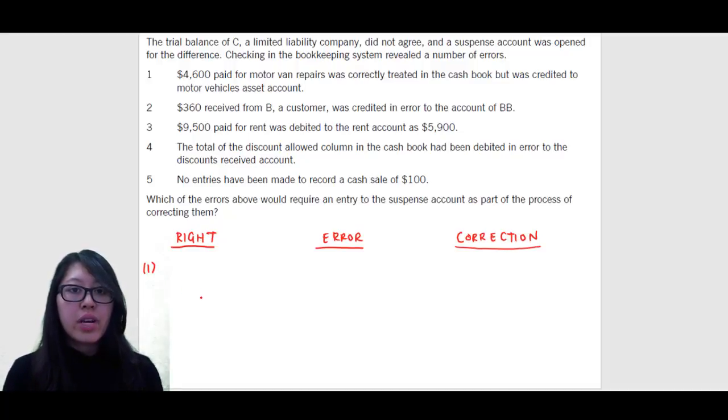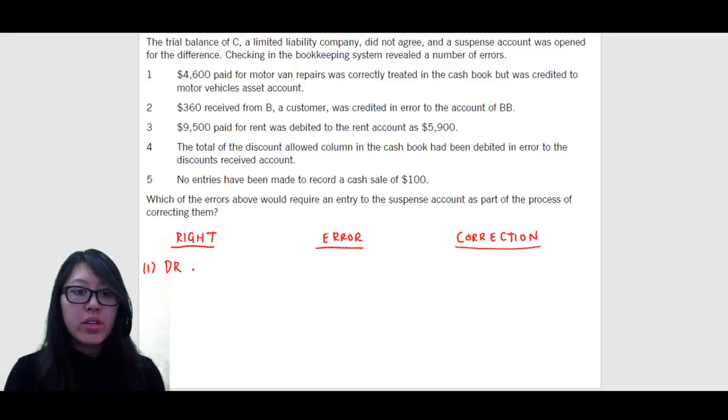$4,600 paid for motor van repairs was correctly treated in the cash book but was credited to the motor vehicles asset account. So we've encountered this situation before. This is an error of principle because we are not supposed to treat it as a reduction in the asset value. Instead, we should have expensed it off. So it should have been a debit to the repairs account, right? Because it's a repairs expense.